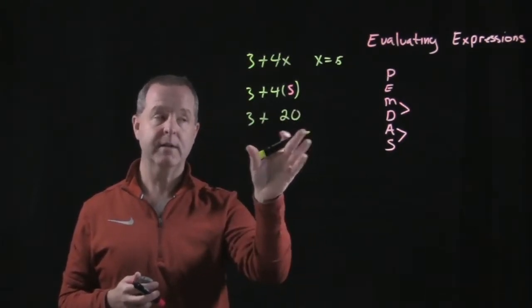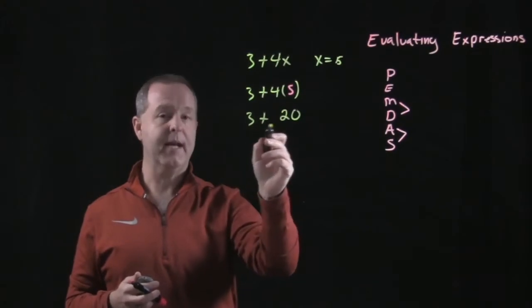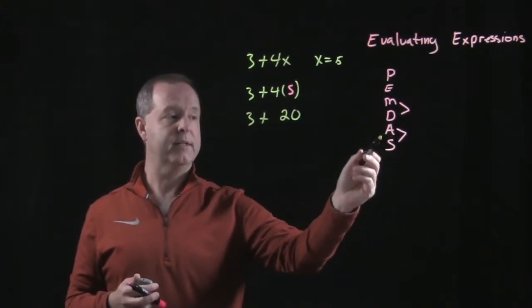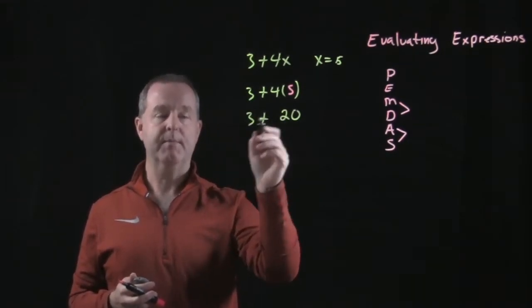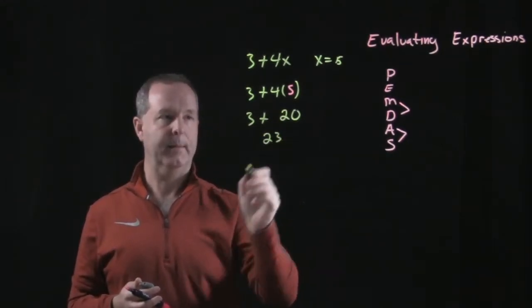Look at my expression. What's next? There's no more multiplication or division. Then I'm going to do either addition or subtraction, whatever happens first, left to right. So 3 plus 20 gives me 23.